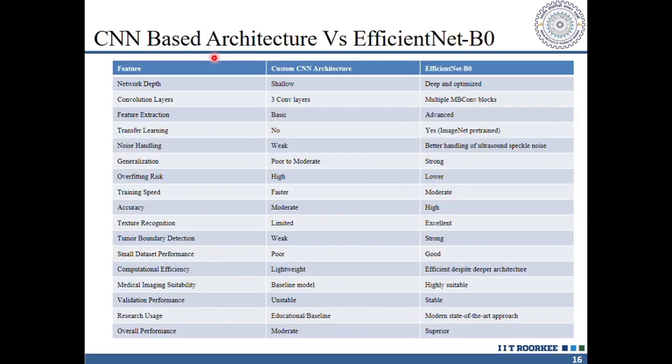This is the comparison table between the CNN based architecture versus EfficientNet B0. These are the comparisons, the first one is for overall performance. The CNN performs moderately and EfficientNet B0 is superior. And we can see tumor boundary detection in the CNN model is weak and it is strong for the case of EfficientNet B0. Small dataset performance, this is poor and this is good. Okay, validation performance, this is unstable and this is stable.